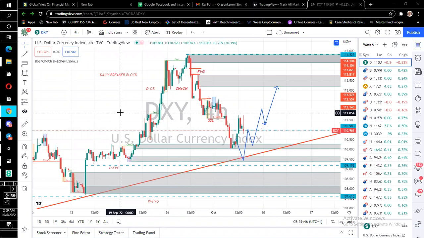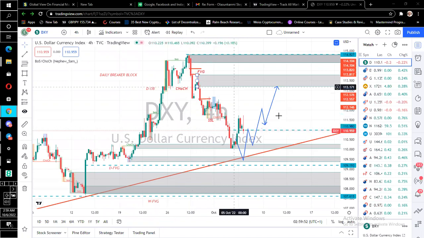Today is 6th of October 2022, and this is a daily market analysis. This is an update of the analysis done at the beginning of this particular week.